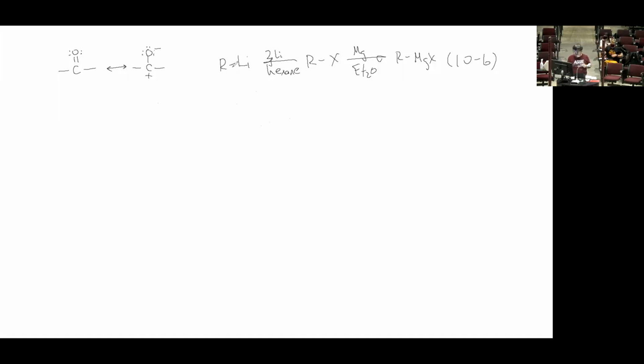And we talked about that. If you've forgotten about those reactions, please review them. I think they're in 10.6. Let me just confirm that for you. Yep. So we talked about those reagents back then.